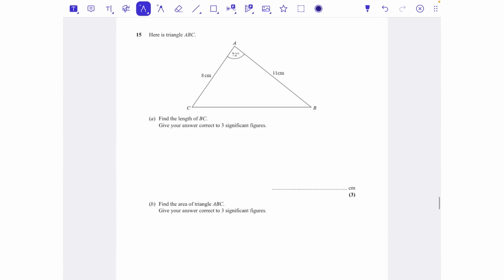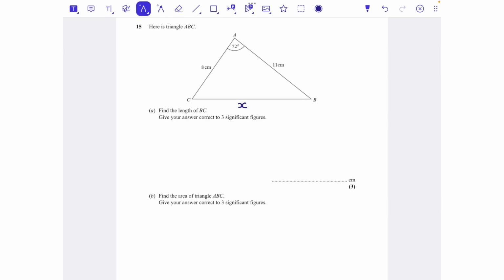Question number 15. Here's a triangle ABC. Find the length of BC. So if we're given a non-right angled triangle and we're asked to find the sides or the angle, then we want to use either sine or cosine rule. We already had sine rule come up in one of the earlier exams. We haven't had cosine rule yet, which is why I've put this one in here.